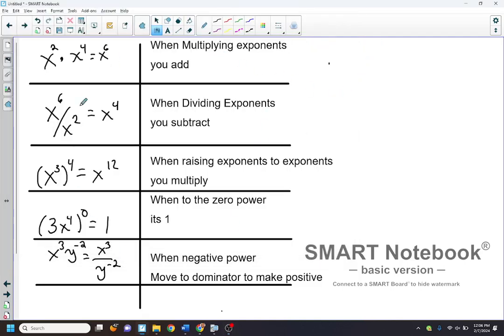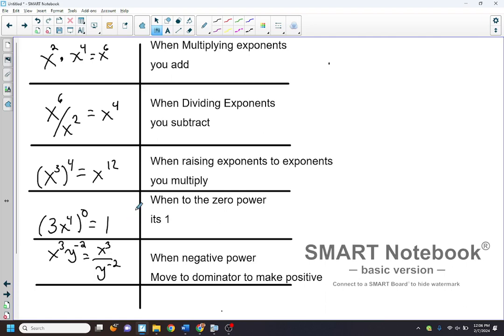Right here are the 5 core lessons. When you multiply exponents, you add. When you divide exponents, you subtract. When you raise an exponent to a power, you multiply. Anything to the 0 exponent is the number 1. And negative exponents go on the bottom. Those are the 5 core rules.